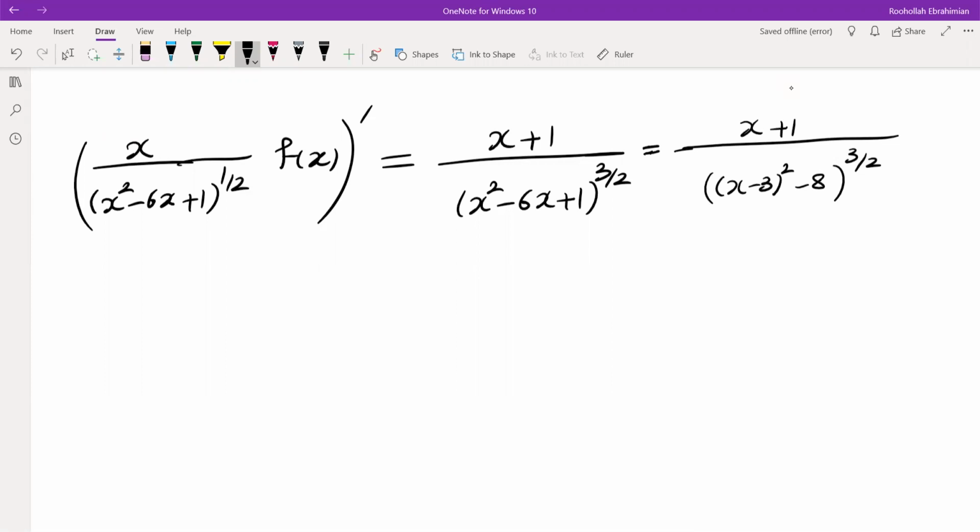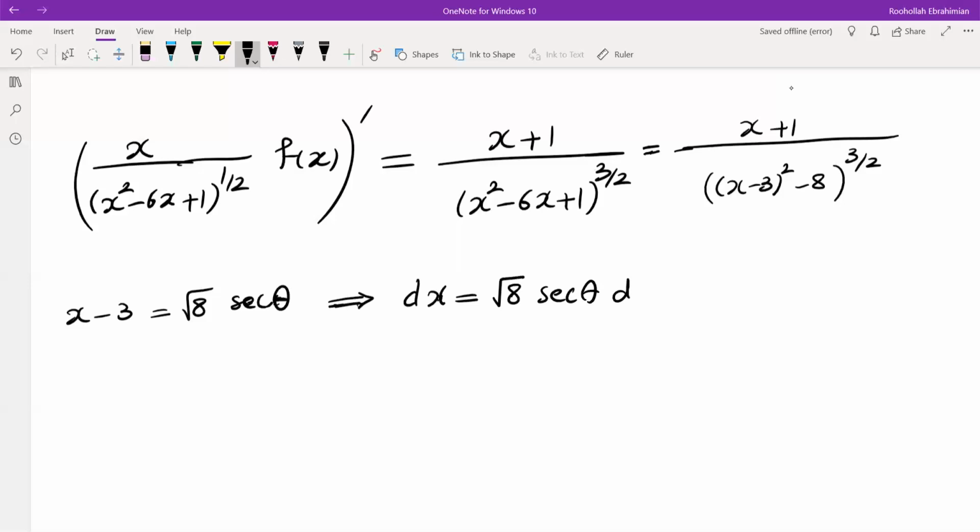So if you take x minus 3 to be root 8, because I have something squared minus 8, I'm going to do root 8 for that. And my objective is to use the secant formula. So I'm going to use secant of theta, because secant squared minus 1 is tan squared. So I'll substitute that by secant of theta. That gives me dx equals root 8 secant theta tan of theta d theta.